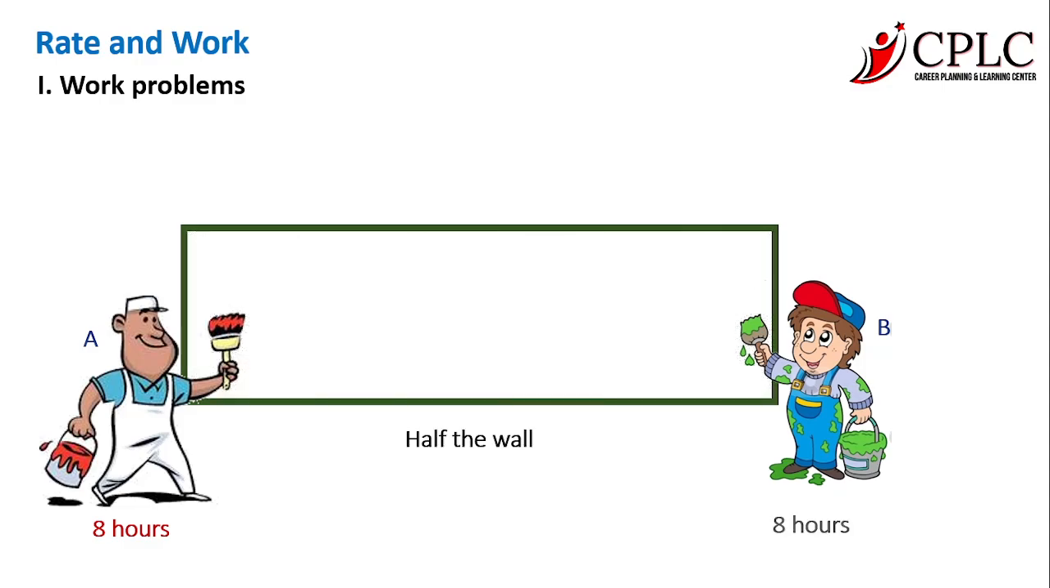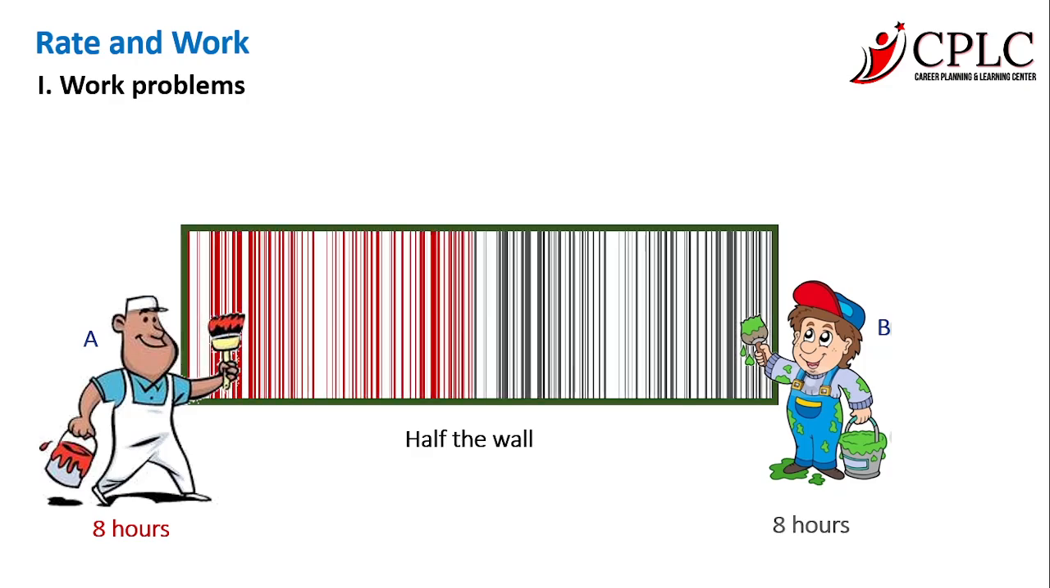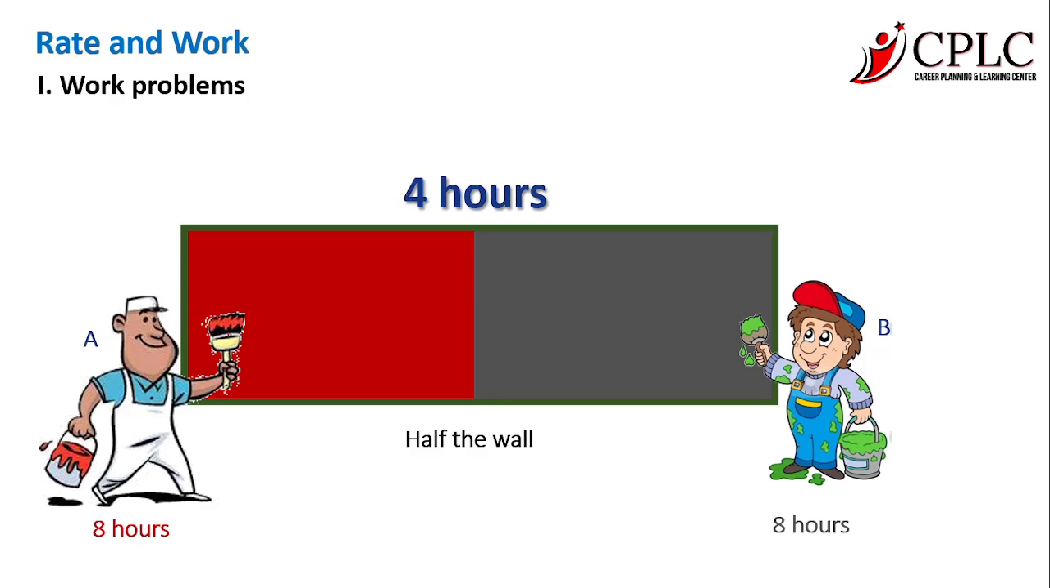Now A will take 4 hours to complete his half, and B will also take 4 hours to complete his half part of the job. So the work gets done in 4 hours basically. So that's the answer for the first question, which is 4 hours. Very simple, very straightforward. Work done is the same, time is the same, efficiency is the same.